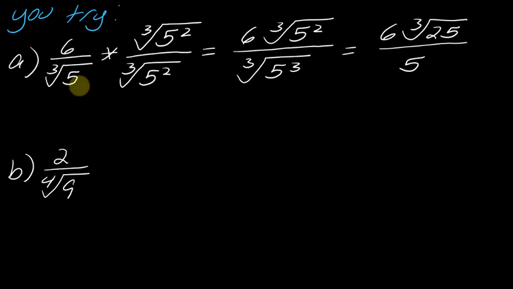Okay, so now for this next one. The first thing I want to do here is rewrite this one. So we're going to think of this as 2 over the 4th root of 3 squared. That will just help me to think through the powers. So if you need to, go ahead and write this out. And now I can see that I need 2 more powers of 3.